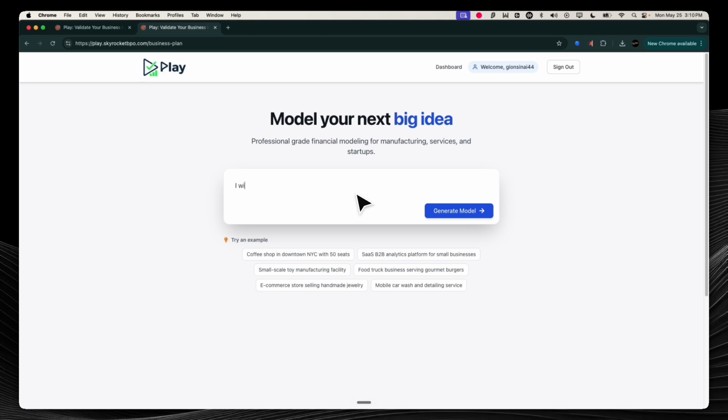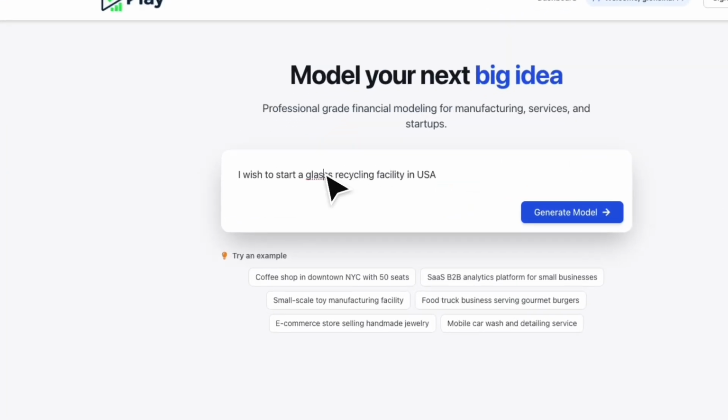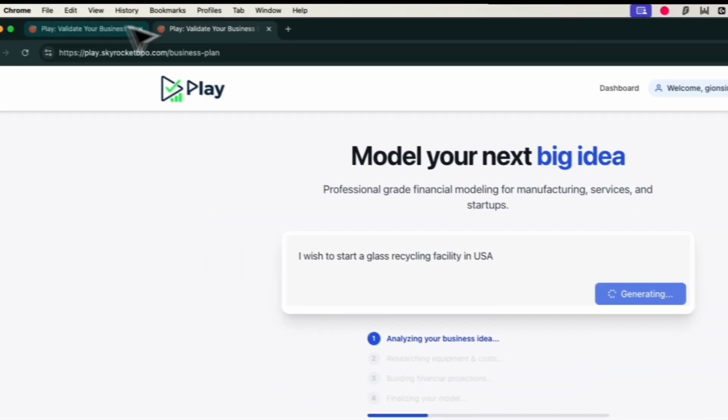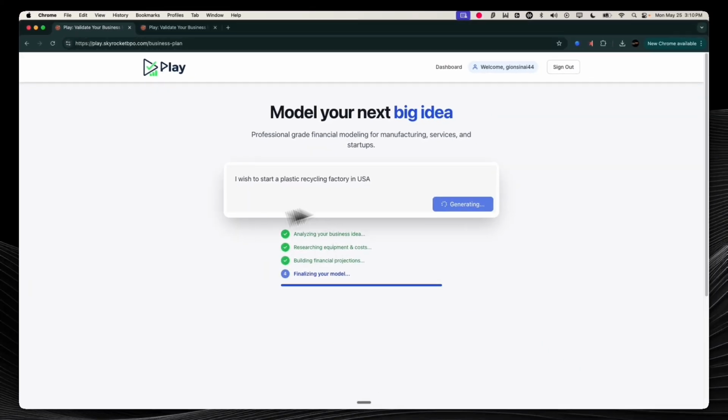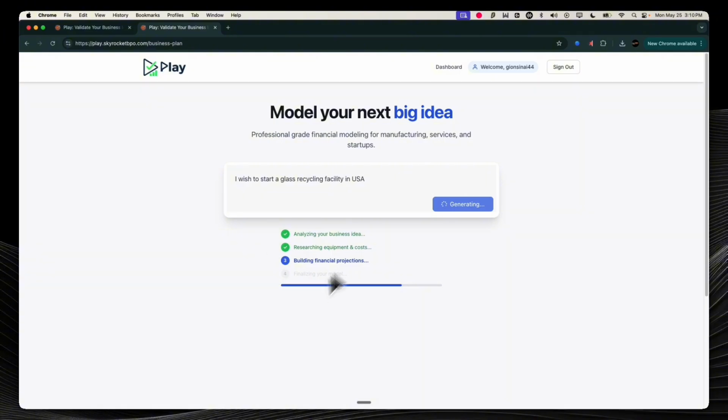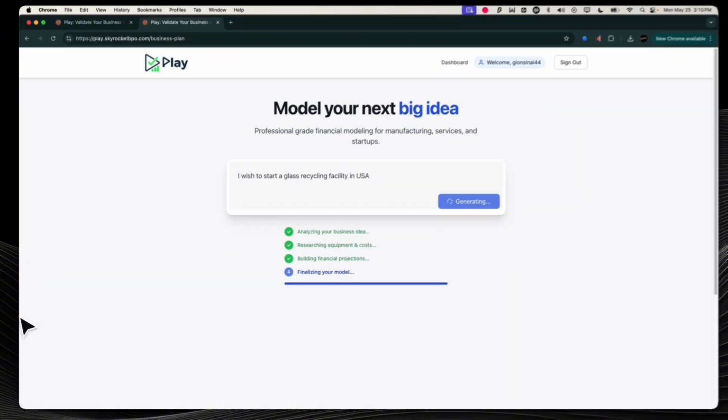I'm going to type in that I wish to start a glass recycling facility in USA. Now it's going to take some time to generate the model. This one is almost done, and it's in step 3 for the glass facility. So it's going to take a couple of minutes.